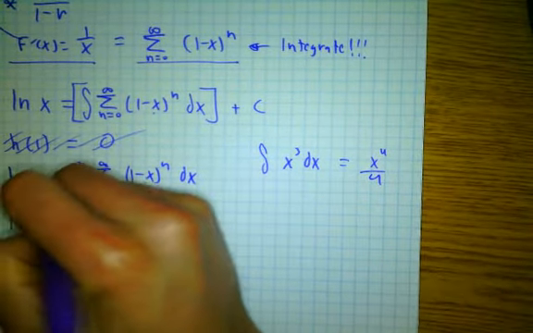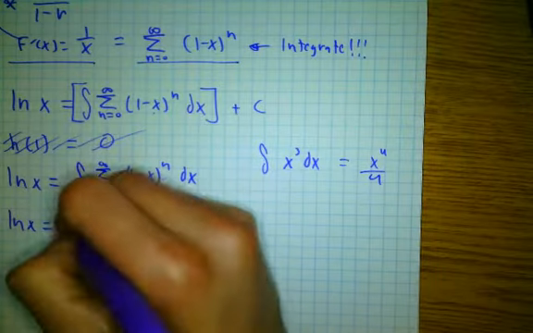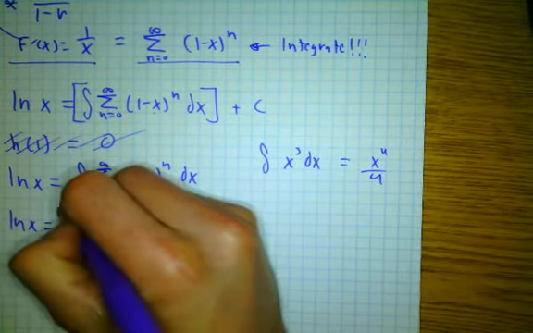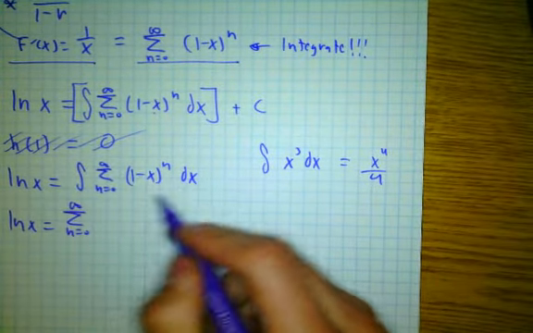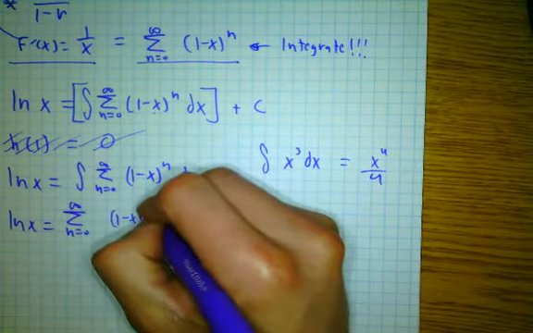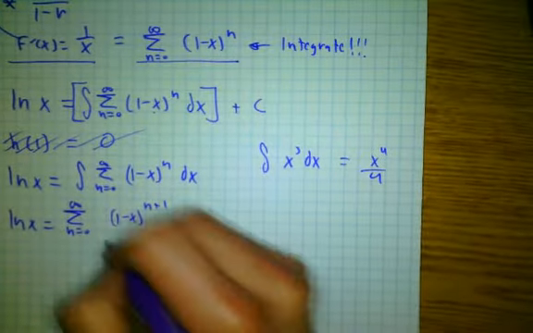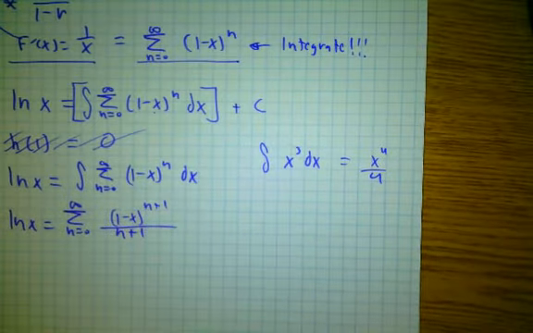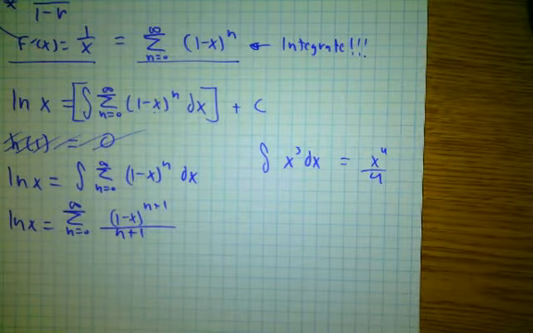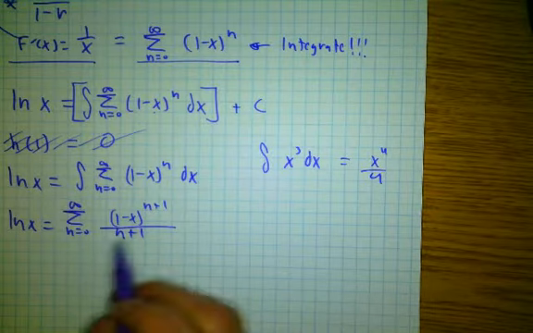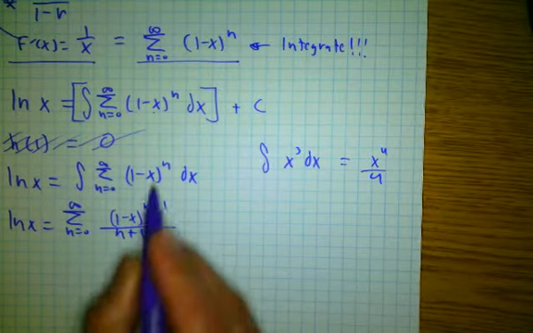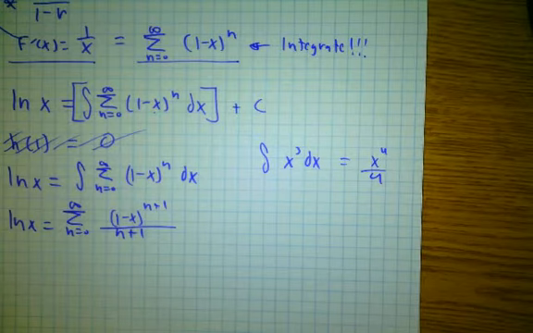What does this look like? Add 1 and divide by it. Do you guys understand what I did there? Because remember, this is just a number, the n. I'm literally adding 1. Cool? Are we done?